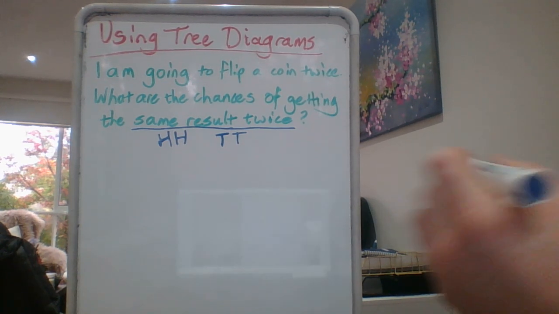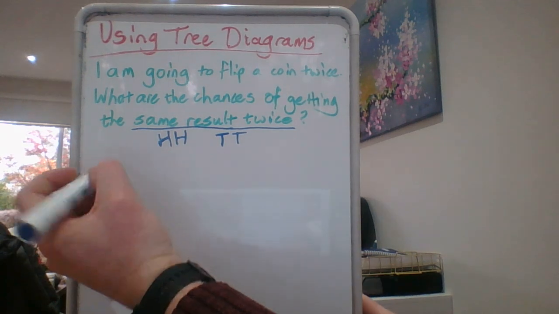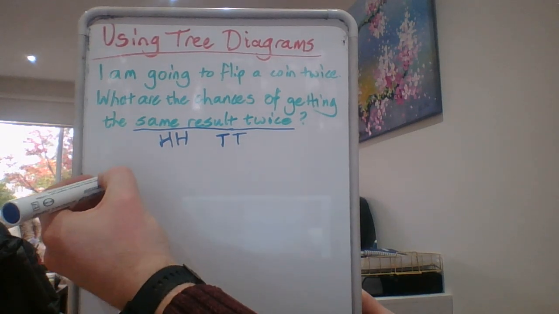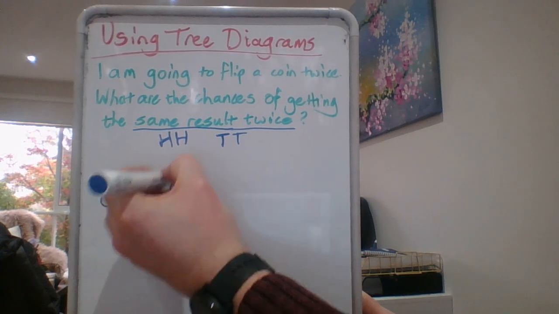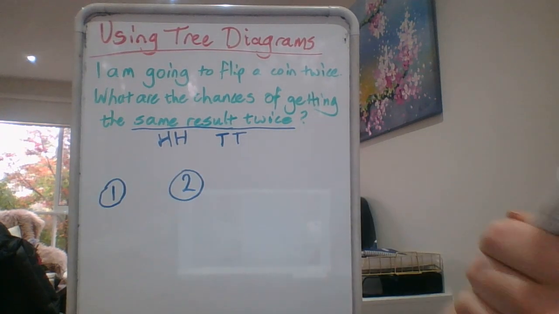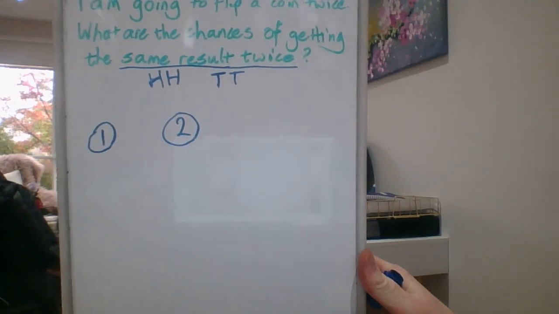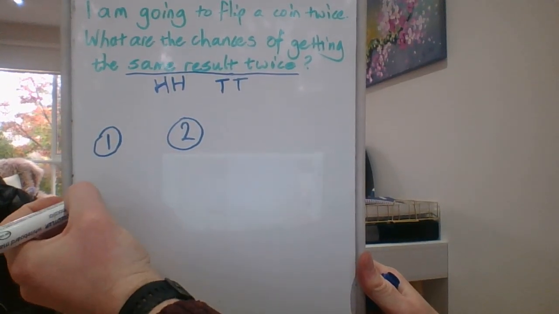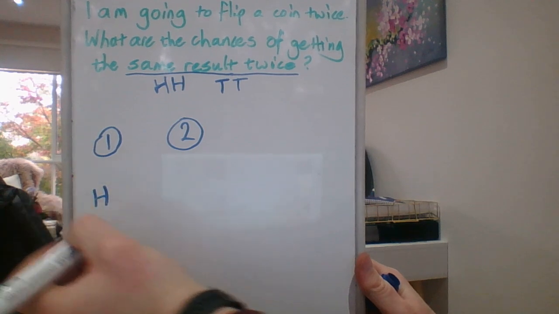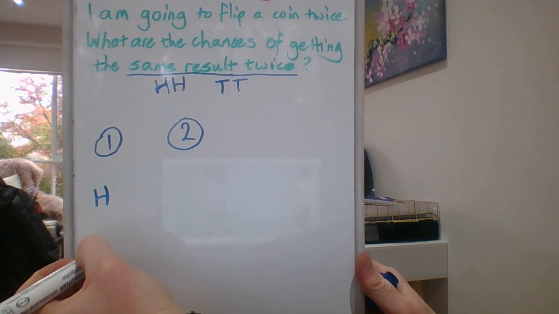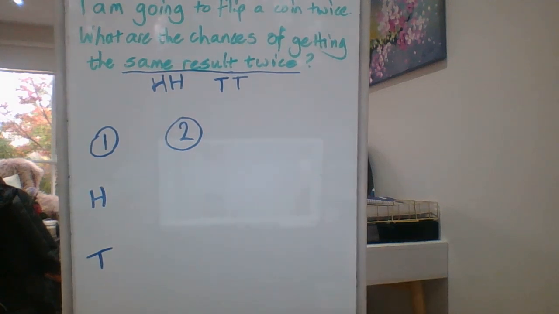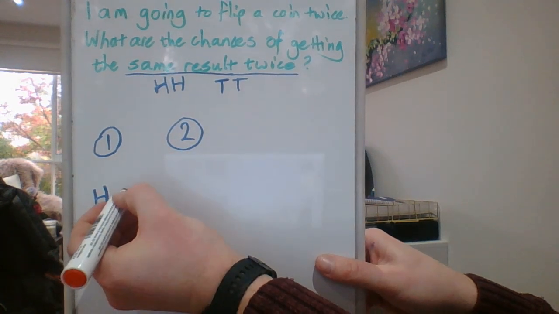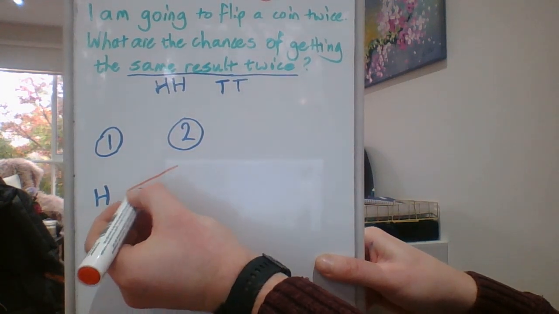Okay, so I'm going to use what we call a tree diagram. Over here, I'm going to show the first flip, and then over here, I'm going to show the second flip. I have two possible outcomes. I could roll a head or I can roll a tail. When we do the next roll, again, I have another two possible outcomes.